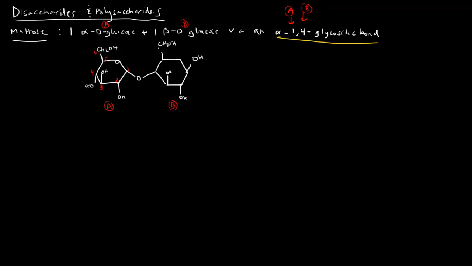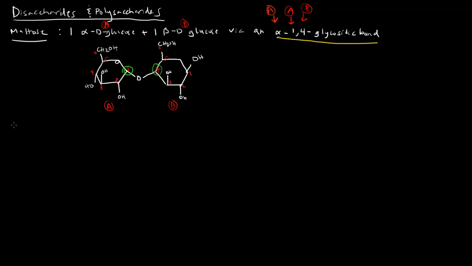Now, let me go through and number these carbons: 6, 5, 4, 3, 2, 1. So what are they talking about with this alpha 1,4 glycosidic bond? The alpha comes from the fact that this anomeric carbon is alpha, and this is carbon number 1. So alpha and 1 come from molecule number 1, or molecule A. The 4 comes from the fact that the carbon we're connecting to on the second sugar is right there as carbon number 4. So this is an alpha 1,4 glycosidic bond, the name for the bond between two sugars. Okay, so that's maltose.